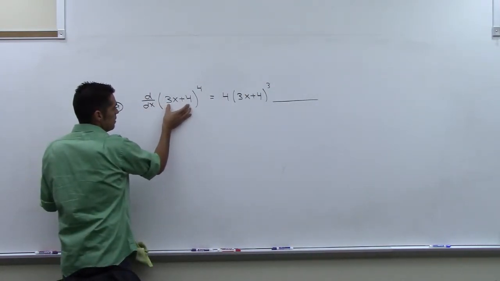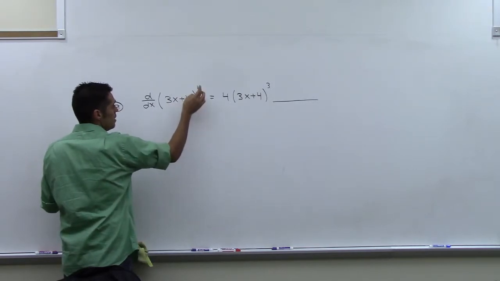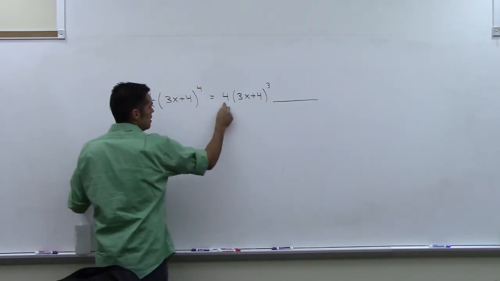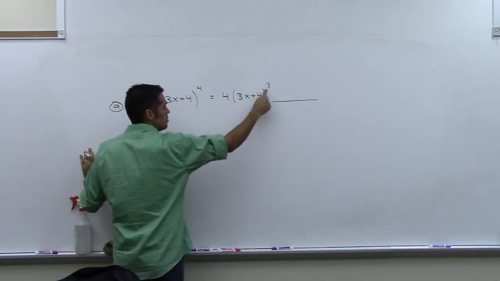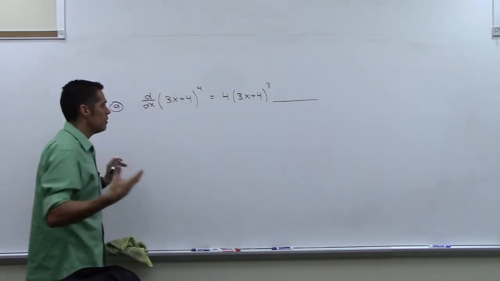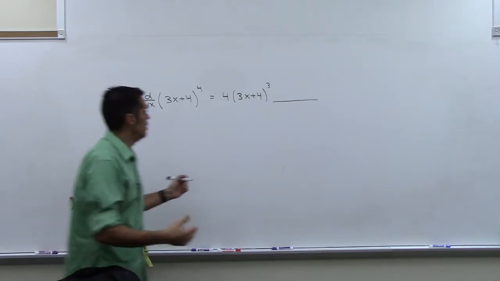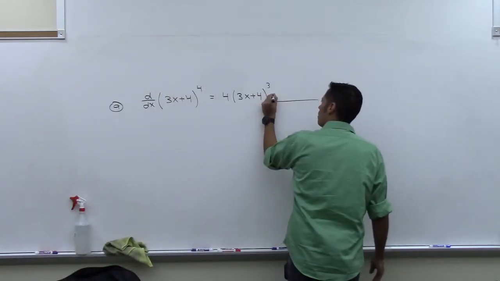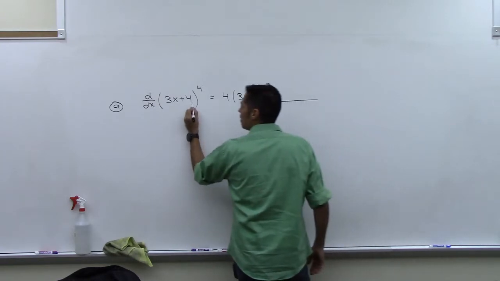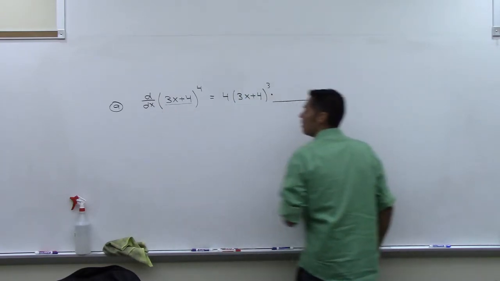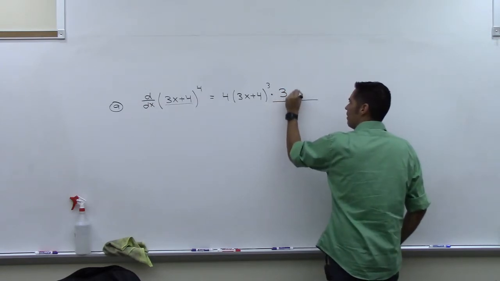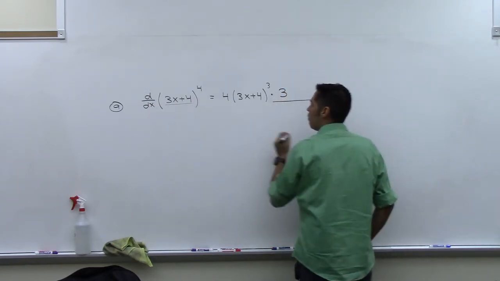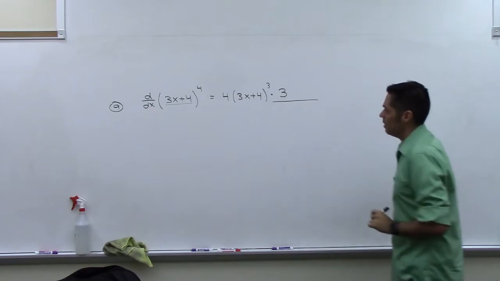We have something here that's being raised to the 4th power. So the 4 is going to come out in front. Then we're going to rewrite whatever was here. We're going to reduce the power by 1, which becomes 3. And then the very important part of the chain rule is that now you have to tack on multiplication, and now you take the derivative of what's inside. So the derivative of 3x is 3, and then plus the derivative of 4, which is 0, so I don't need to write anything else.